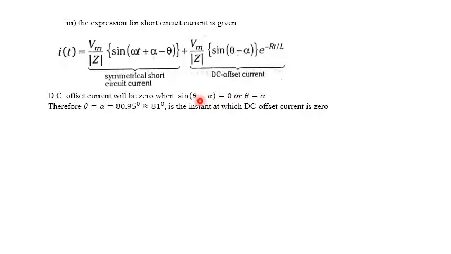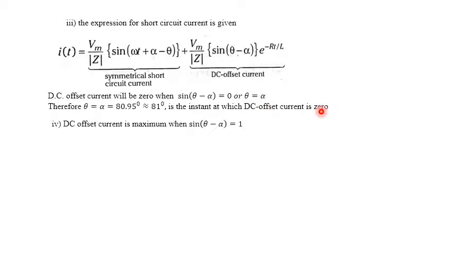Then the sine inverse of 0 is nothing but 0, so theta minus alpha will be 0, which gives 80.95. That is nothing but theta, which is 80.95, so that is alpha. We can consider it approximately 81 degrees. So this is the instant at which the DC offset current is said to be 0.